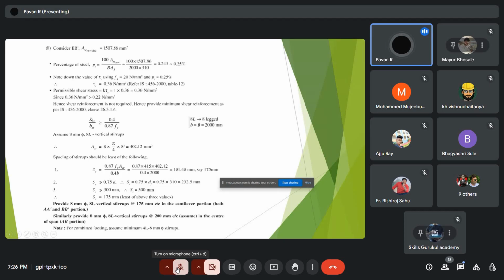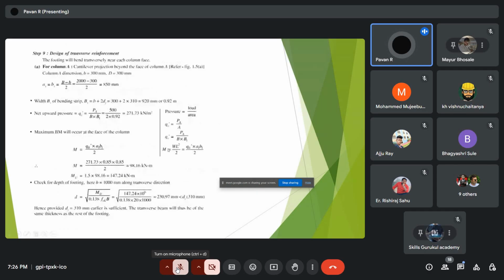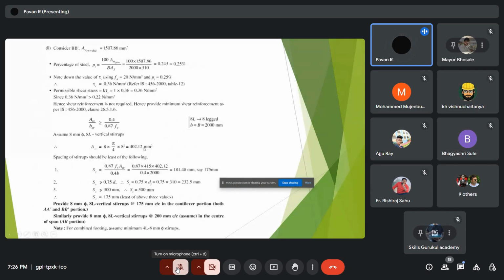So there is three conditions to provide a shear reinforcement. One is we should work out the area of shear reinforcement from this formula, and another one is we should provide, suppose if you want to provide eight legged vertical shear stirrups of 8 mm dia, then we should calculate the area of shear reinforcement, which comes out to be 402.12 millimeter square.